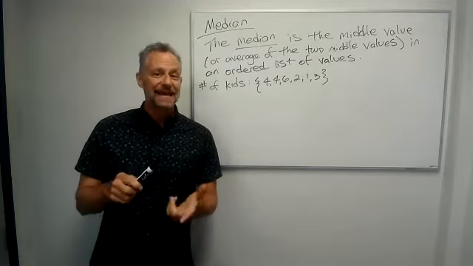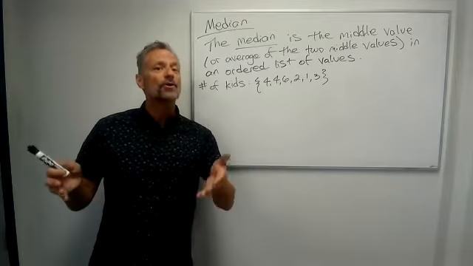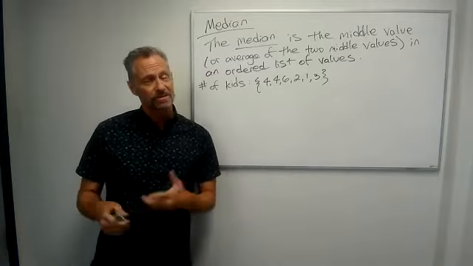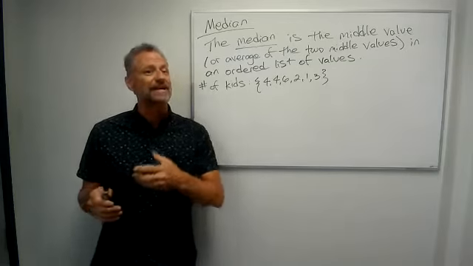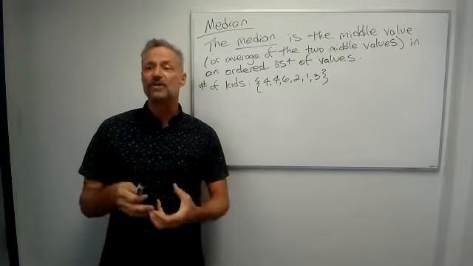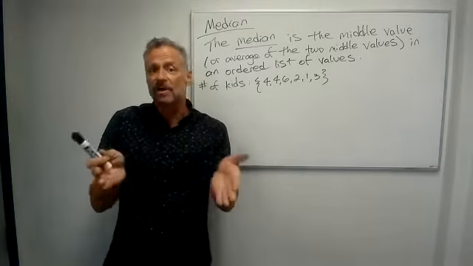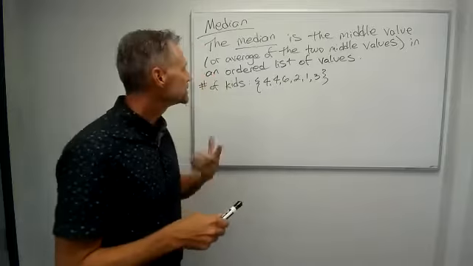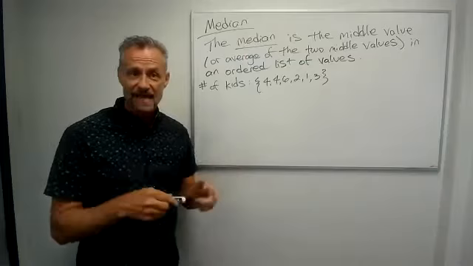Now, the median of a data set is the middle value when we order from smallest to largest, or largest to smallest, but typically we'll order the data from smallest to largest. As a note, it's the average of the two middle values if you have an even number of data. You don't have a middle value, you'll have two of them. But the idea is the median is the middle value of the data set.